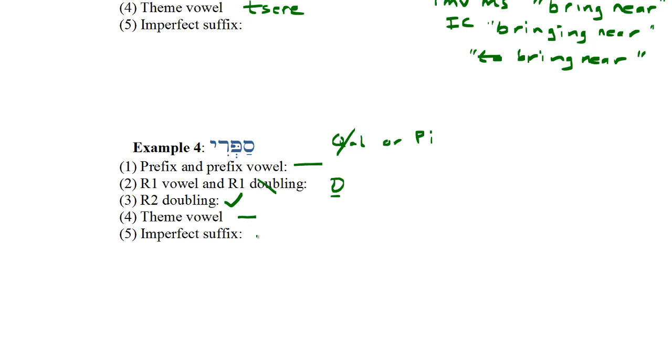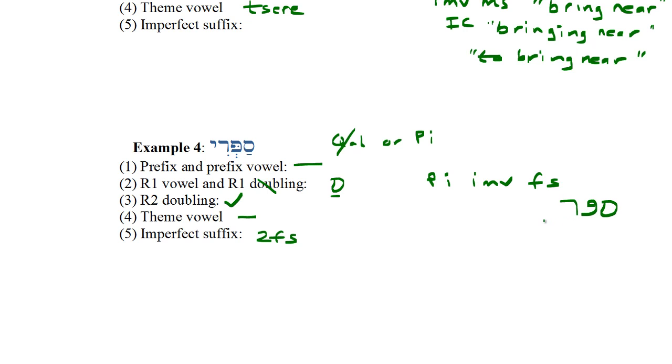The imperfect suffix is a 2fs imperfect suffix, and so we're looking at a piel imperative, that's what that patak under the first root letter tells us. It could be a PL or infinitive construct, but the ending is telling us that it is an imperative feminine singular of the root safar.